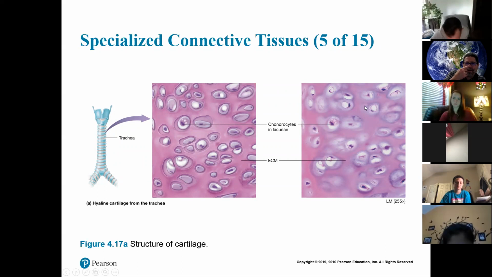Matter of fact, if you rub the tip of your nose, everybody do that real quick. That's what Jello feels like, right? Matter of fact, that's the same stuff. That's hyaline cartilage right there. And the main protein in this is gelatin.